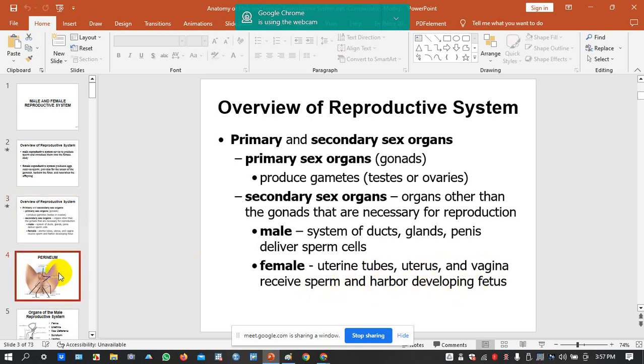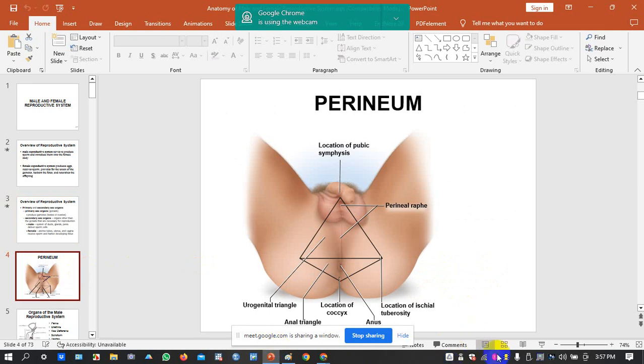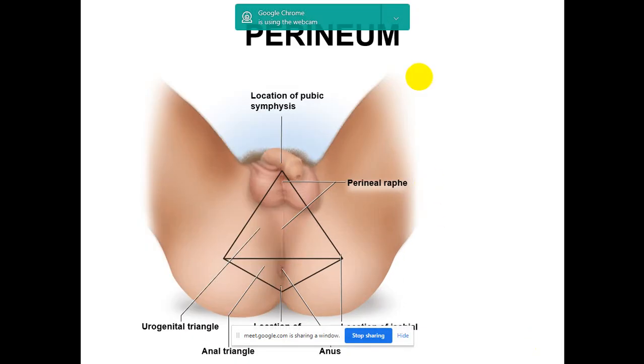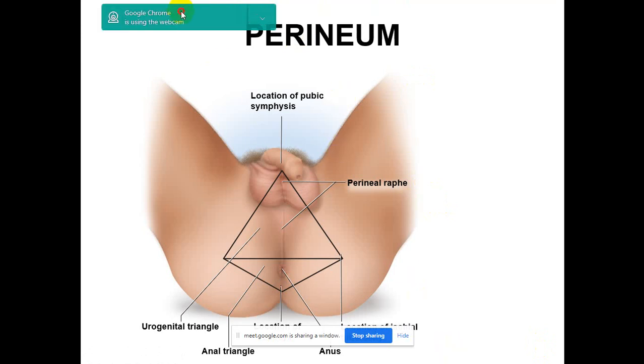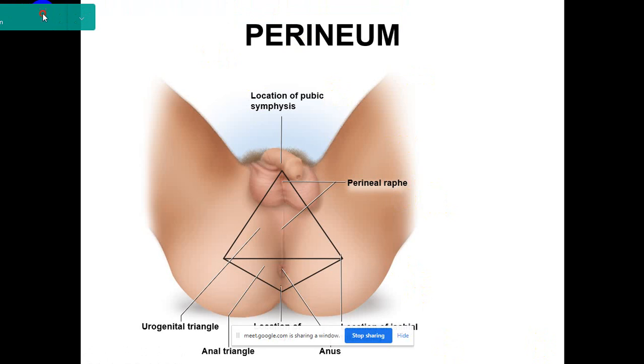So let's look at the structure. As we can see here, we have the penis. The penis is around the area called the pubic symphysis. That's where the genitals are located.